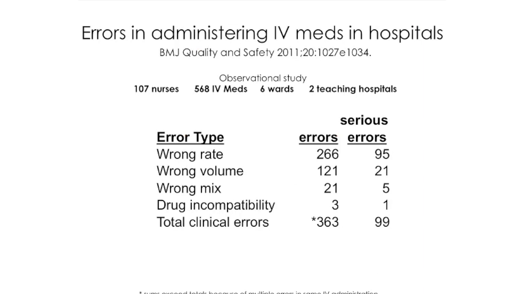This was in the British Medical Journal of Quality and Safety. What they did was an observational study, which means somebody sat there and watched these medicines being given. Notice this was almost 600 doses, 6 wards, 2 teaching hospitals. This was not in the emergency department. This was not under stress. And what they did is they checked the errors, and this is what they found.